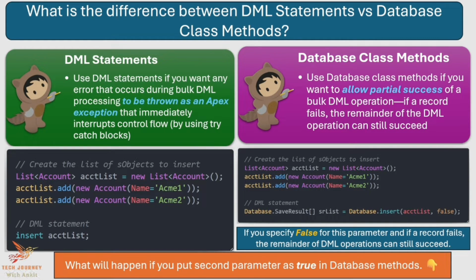Now, what will happen if you put the second parameter as true? Here we have discussed what will happen if you put the second parameter as false, where partial success is allowed. What if you change the second parameter to true? What will happen? You can expect this as a follow-up question, and I'm expecting you to answer in the comment section. Very simple, right? But just give it a shot. What will happen if you put the database.insert second parameter as true?